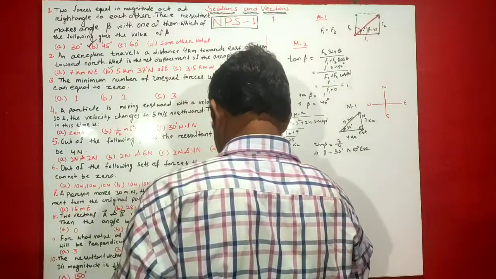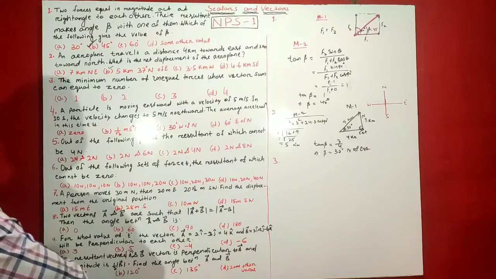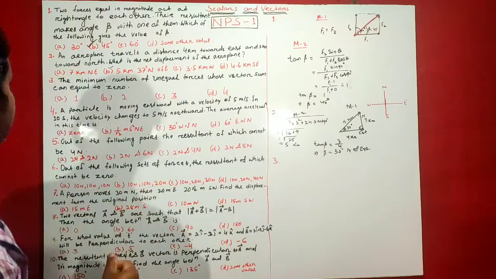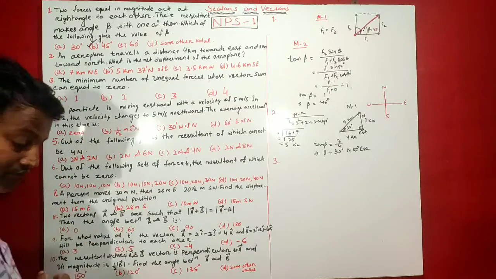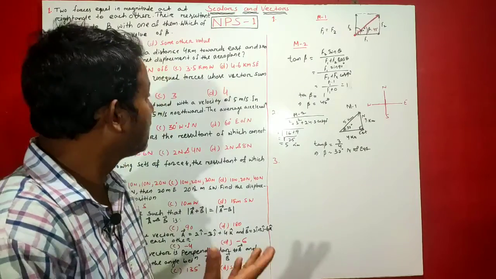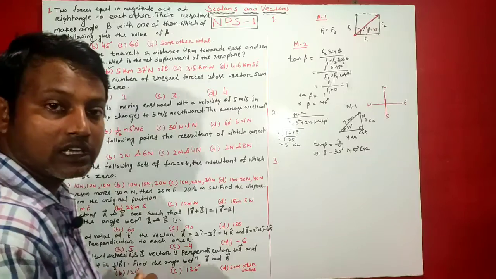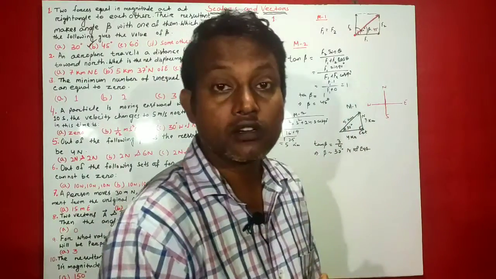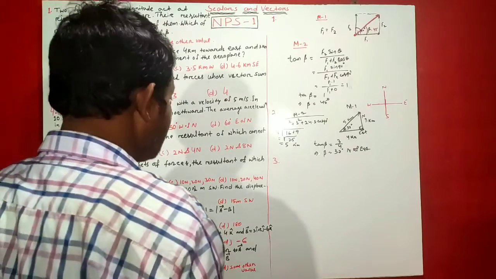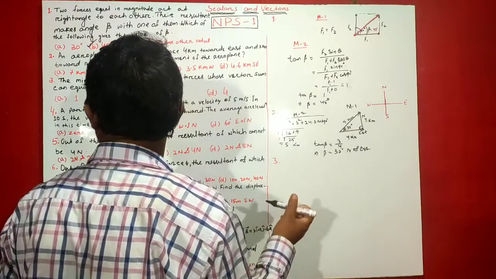Number 3. The minimum number of unequal forces whose vector sum can equal 0. That means, guys, the sum of the forces can be 0. So what is the minimum number? So guys, look, visually you can, it's a very easy problem.